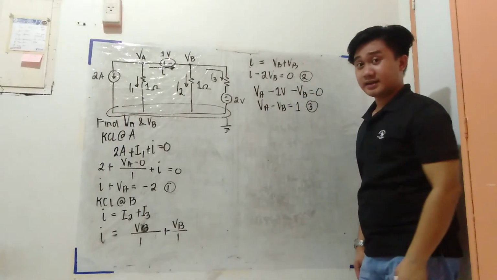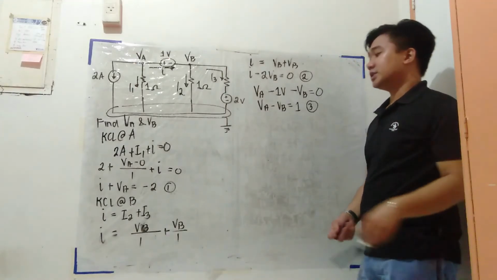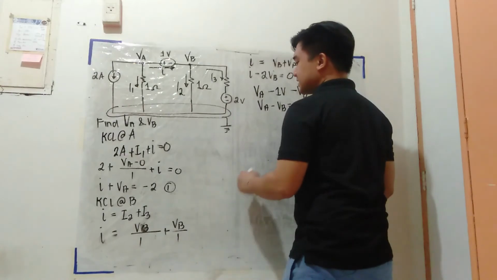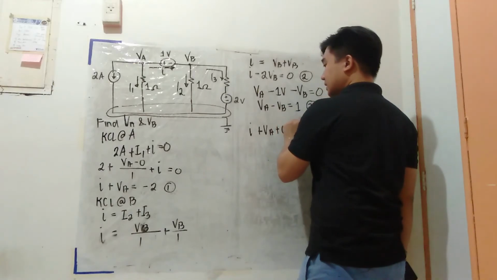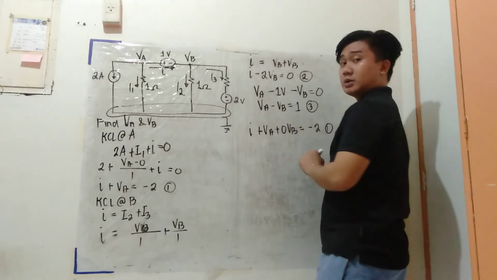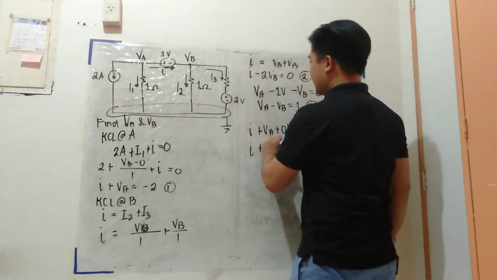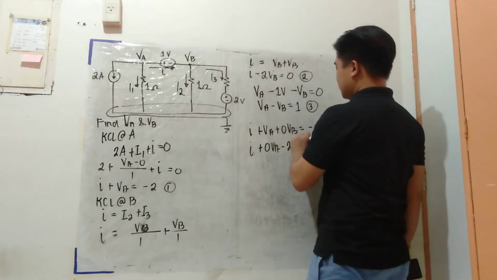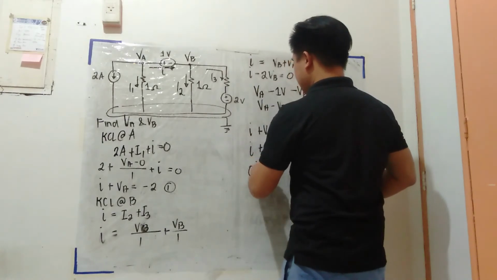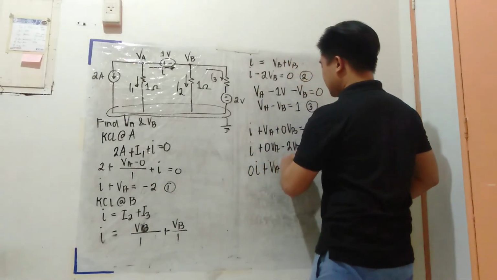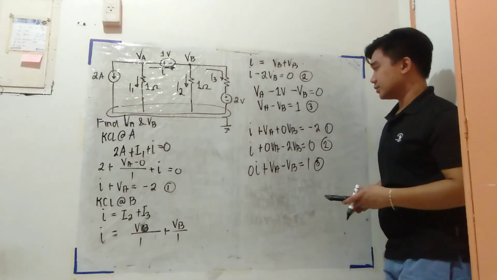Equation number 3. Okay? So I'm just going to use equation number 1, 2, and 3 in order to solve this problem. So, rearrange ko lang. I plus VA plus 0 VB equals negative 2. Equation number 1. And then, I plus 0 VA minus 2 VB equals 0. Equation number 2. And then, 0I plus VA minus VB equals 1. Equation number 3. And pasok ko lang sa calcu.